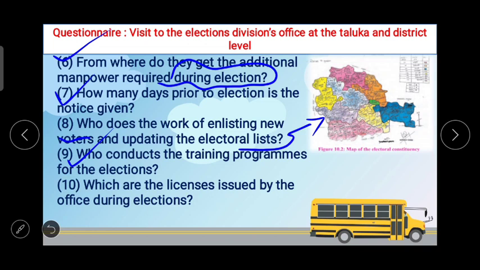Again the same thing. Trainings are very important in each and every field. So who conducts the training programs for the elections?